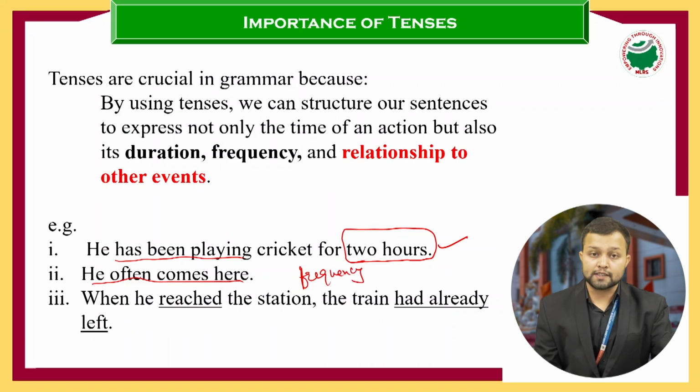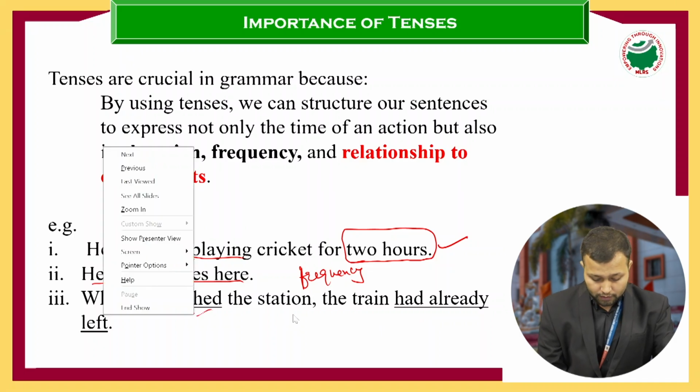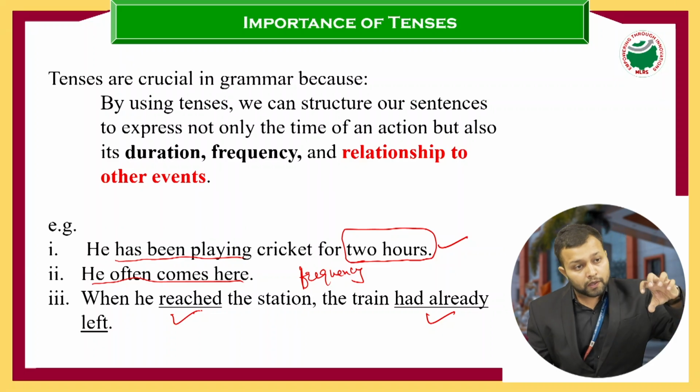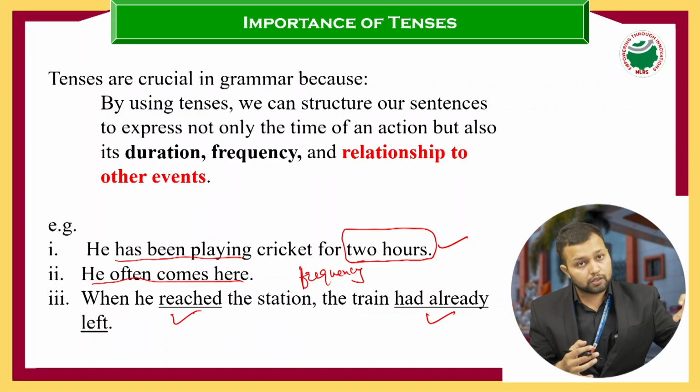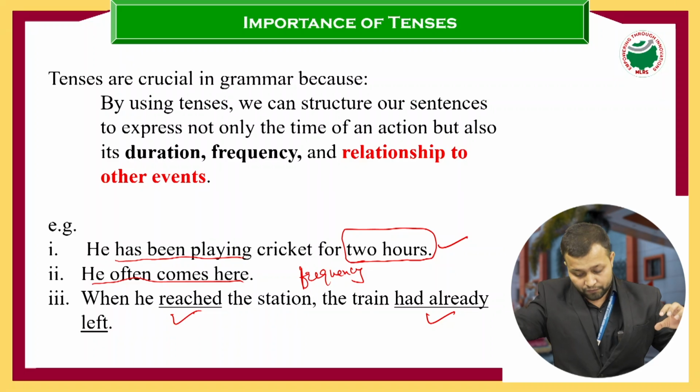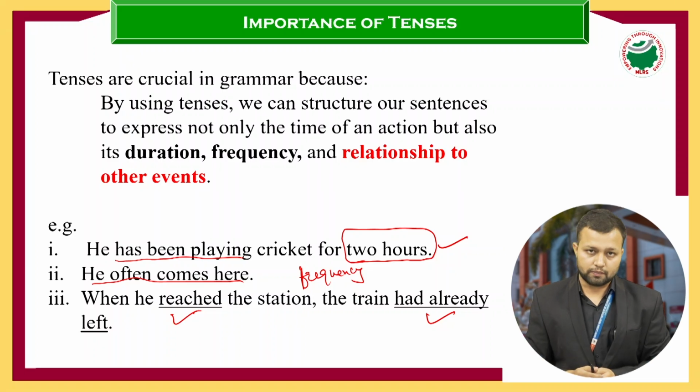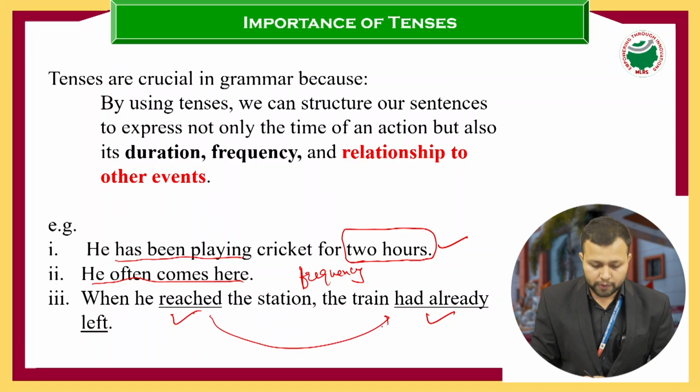Next one, when he reached the station, the train had already left. It tells us the relationship between two actions: when he reached the station, the train had already left. So two actions happened in this sentence: one person is reaching the station, and second, the train is leaving the station. So by using different tenses, we have established a relationship between these two events, between two actions.